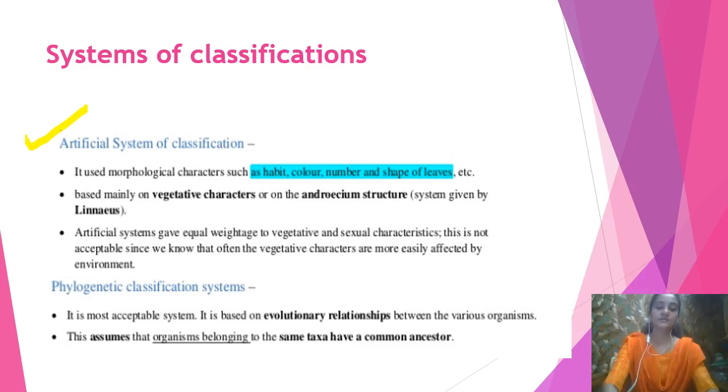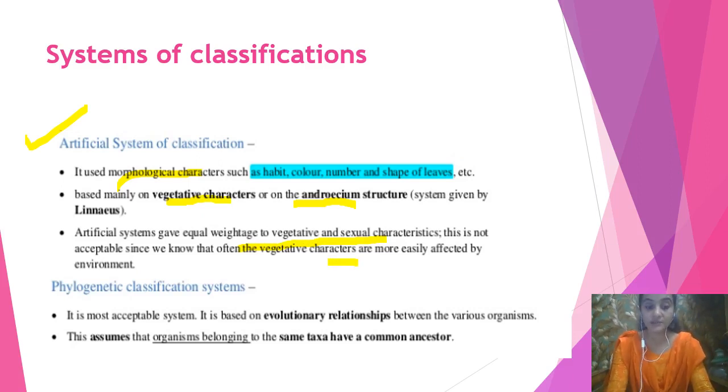So let's see the points. It used morphological characteristics, that is the first one. Then it was based on vegetative characteristics or on the androecium structure. This is the system given by Linnaeus, who gave equal weightage to vegetative and sexual characteristics. And we know that vegetative characters are easily affected by the environment. So this is the artificial system of classification.